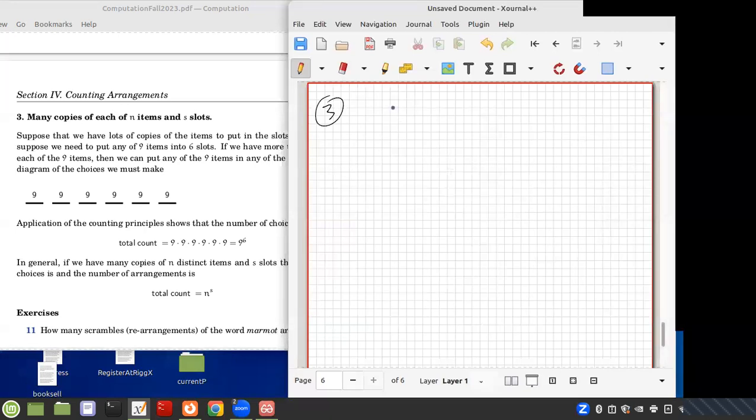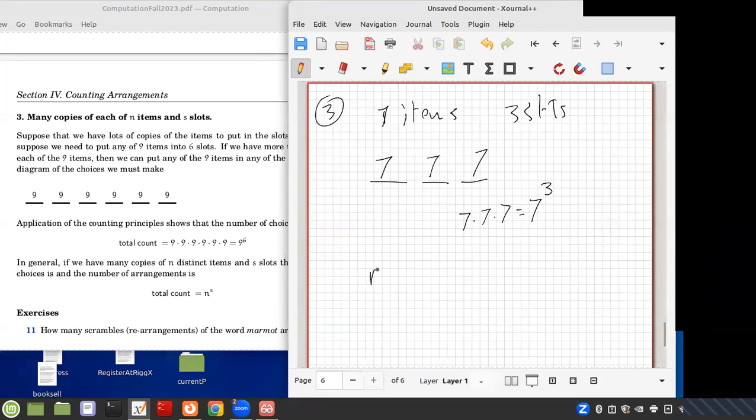Well, let's say we have 7 items and 3 slots, right? Well, that just means we can put any of the 7 items here, any of the 7 items here, and any of the 7 items here. So the answer is going to be 7 times 7 times 7, which equals 7 cubed. You can see that the answer is going to be n items raised to the power s. This is when they're replaceable. This is when you have as many as you need.